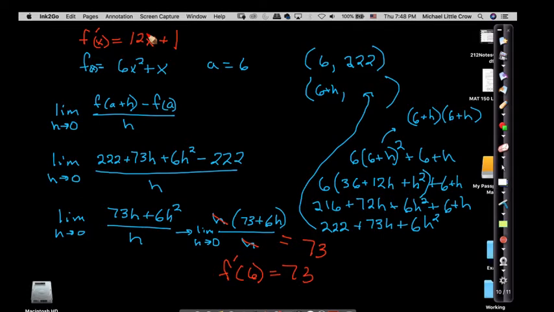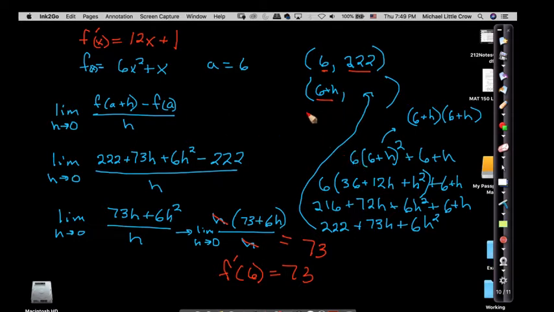Yes, question on this or something else? Okay. I just don't really understand what you did after you discovered the 222. Oh, well, because it wasn't up there, right? Yeah, it wasn't up. Okay, sorry. So we plugged the 6 into this function, and we got the 222. Then what I did is I plugged the 6 plus h in for the x here.